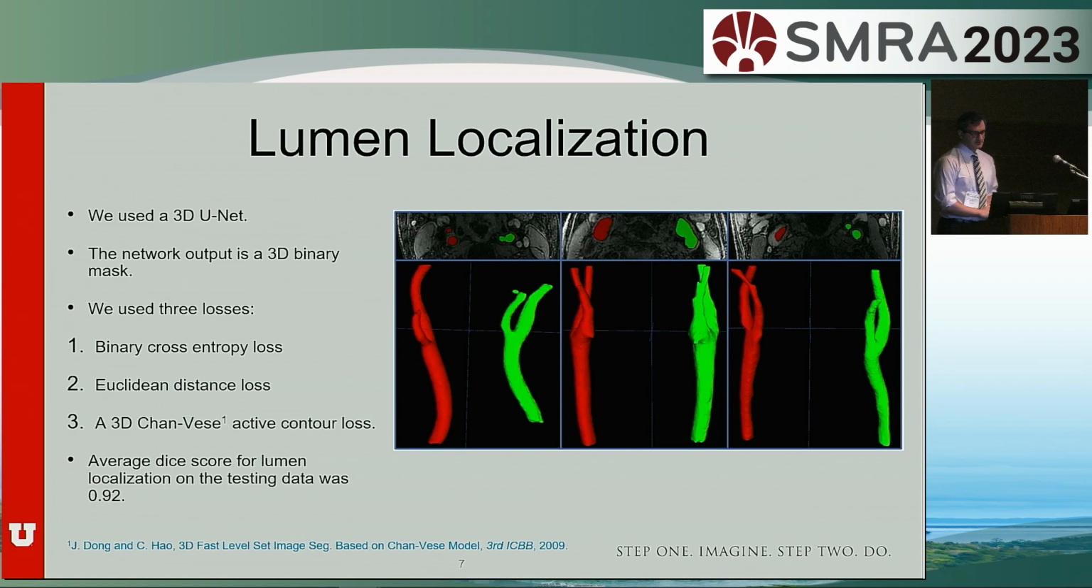Here you see the results for three test subjects, and the average DICE score for lumen localization using this network is around 92%, which is a very good performance for localization purposes.